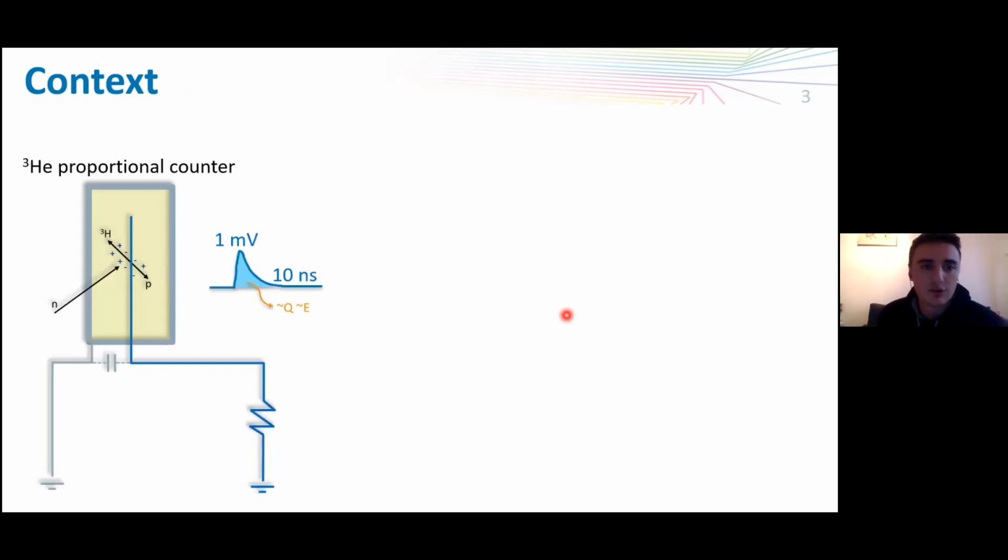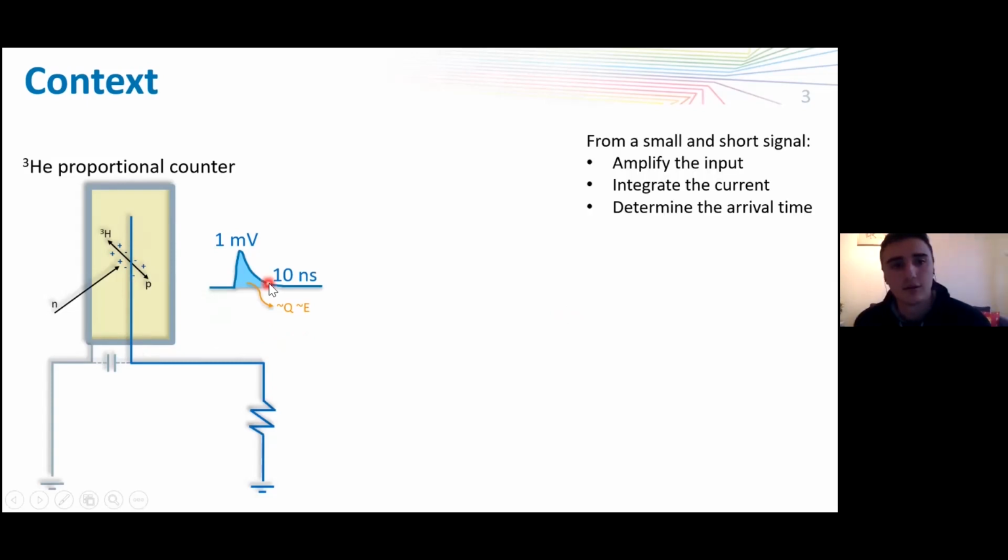So here is what Julien has already explained to us. When a neutron reacts with a proportional counter, we have the production of tritium and a proton particle that will leave a trace of charged particles that get accelerated inside of the chamber and get finally collected to the anode of the chamber, and they will cause a current to flow into the circuit. So what we can detect from the electronics devices is a very small and short signal that will be in the order of magnitude of the millivolts.